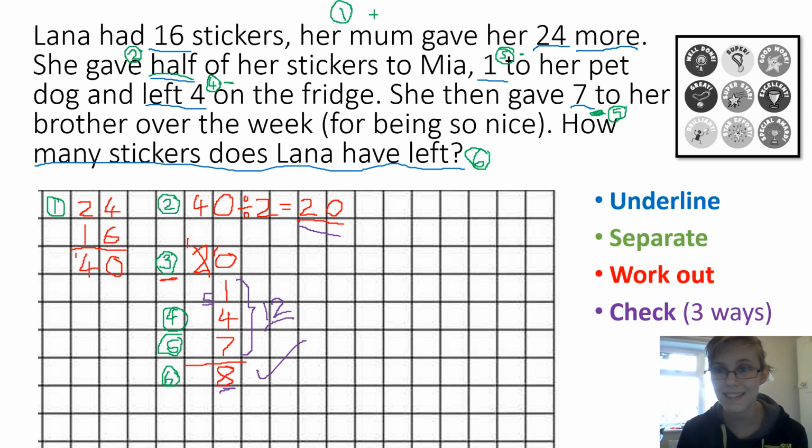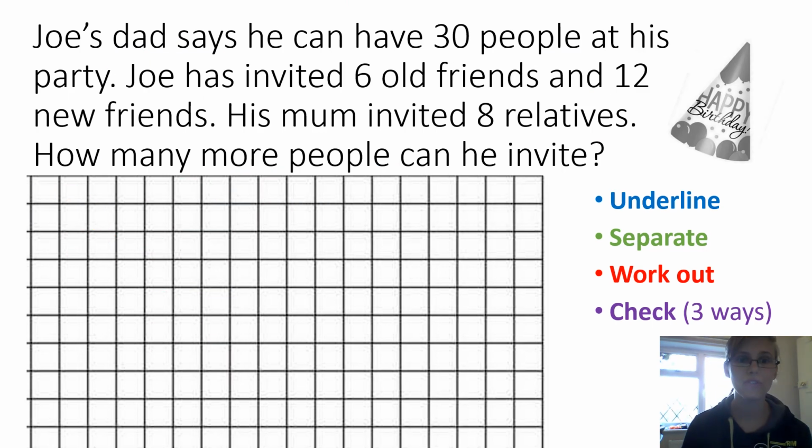Okay. Next up then. Joe's dad says he can have 30 people at his party. Okay, underlining pen. 30 people at his party. Joe has invited 6 old friends and 12 new friends. His mum invited 8 relatives. How many more people can he invite?